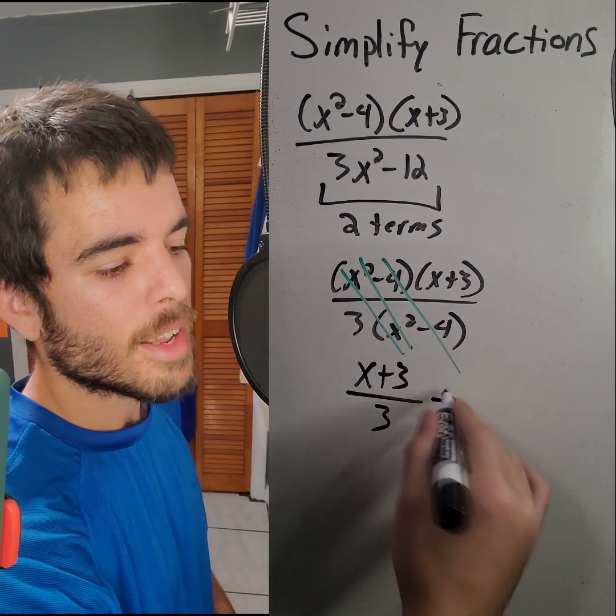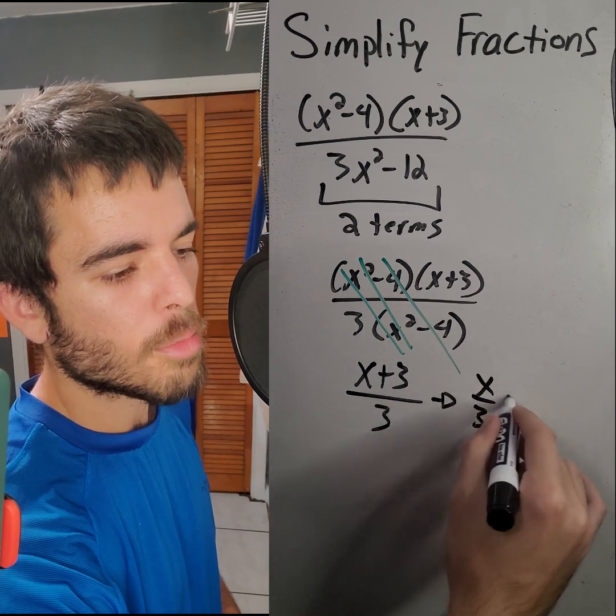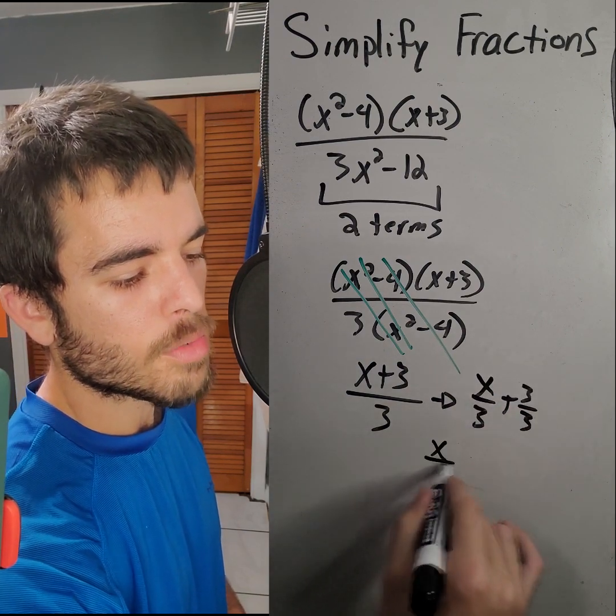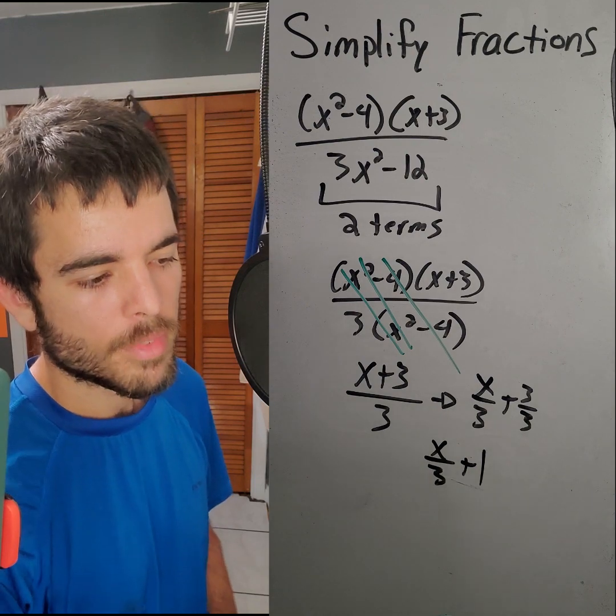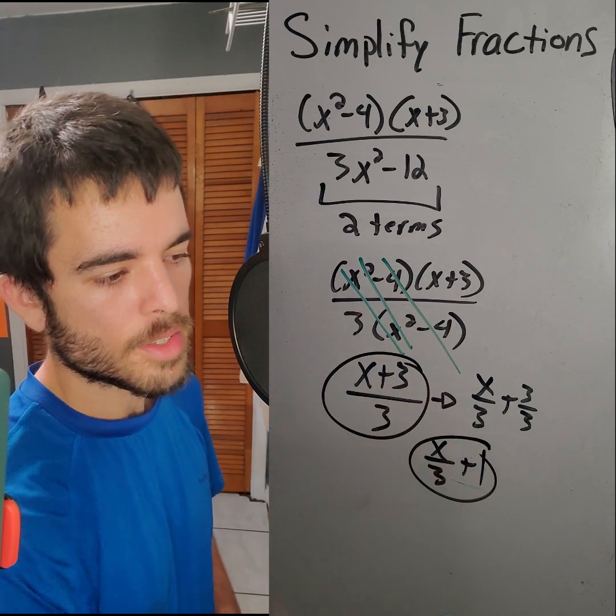Again, this can be rewritten by splitting it. x over 3 plus 3 over 3. x over 3 plus 1. Both of those are good final answers.